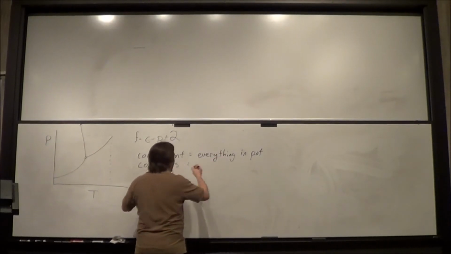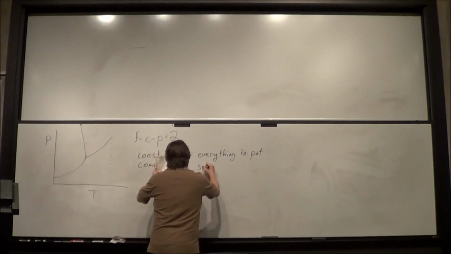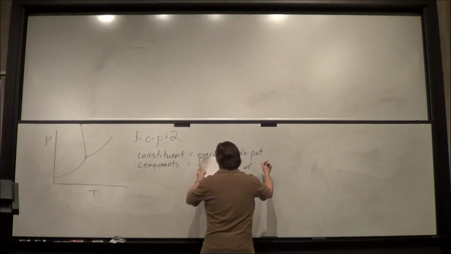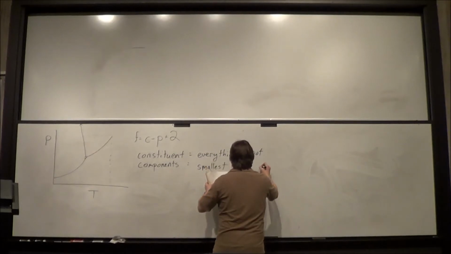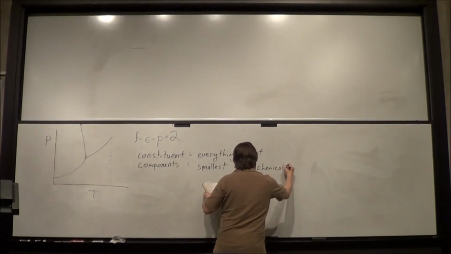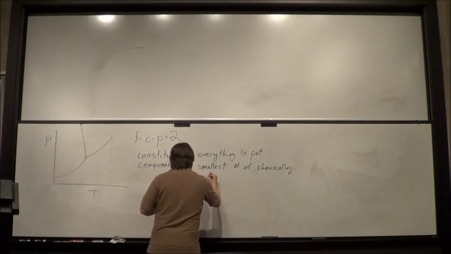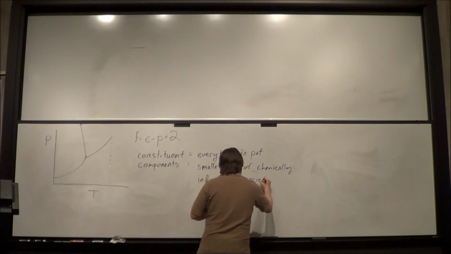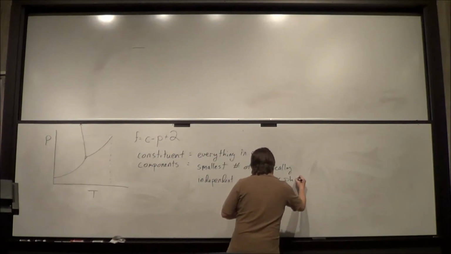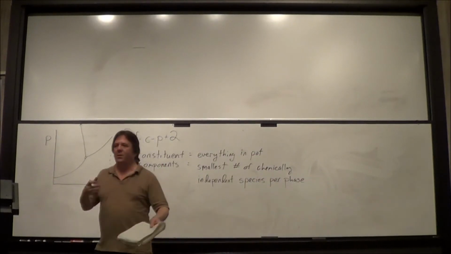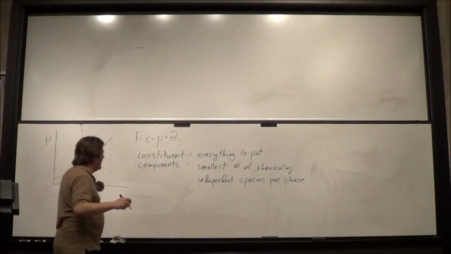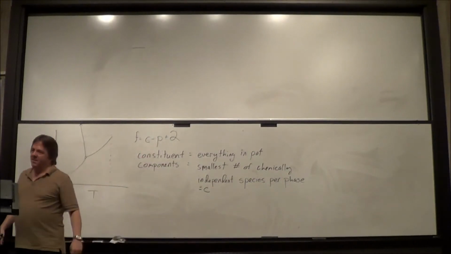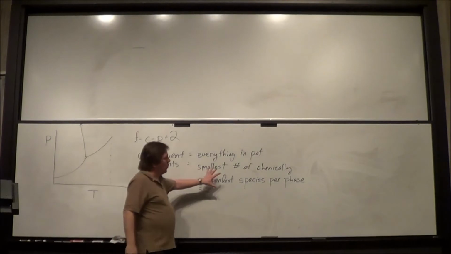It takes a long time to write this out, but I have to write this out. It's the smallest number of chemically independent species per phase. You really have to know that you should be writing, okay? So in case that's not clear, this is C in C minus P plus 2. Okay, a long-worded thing.